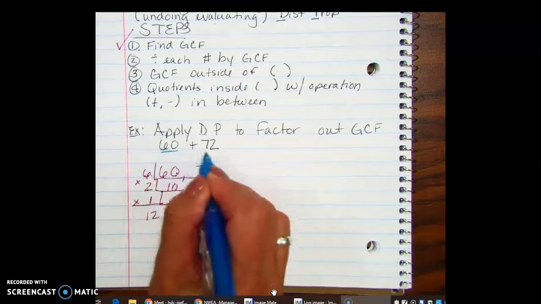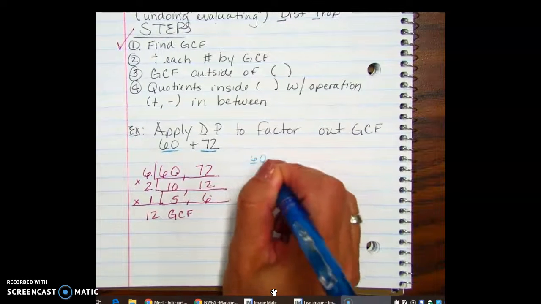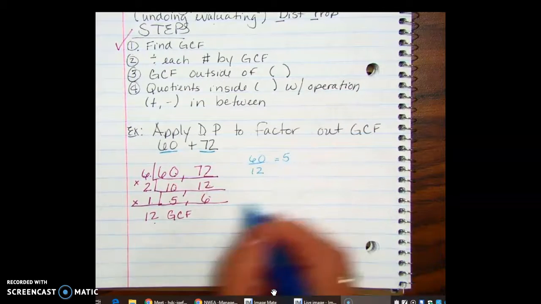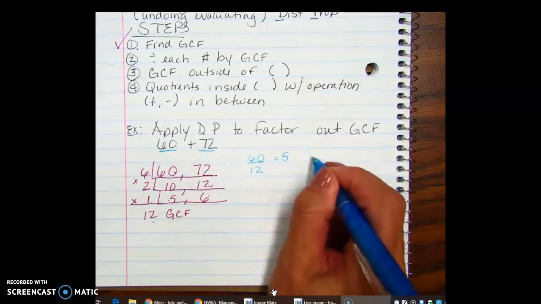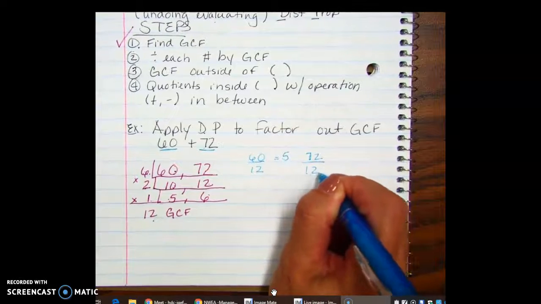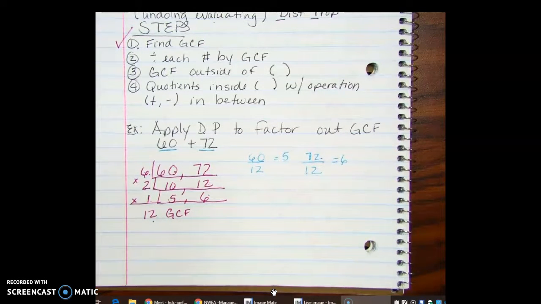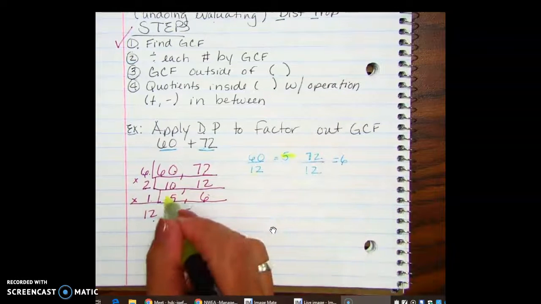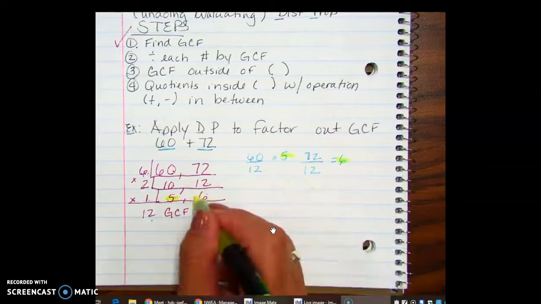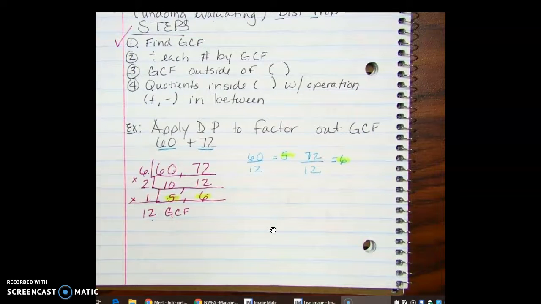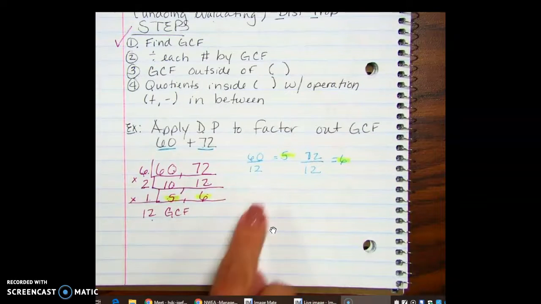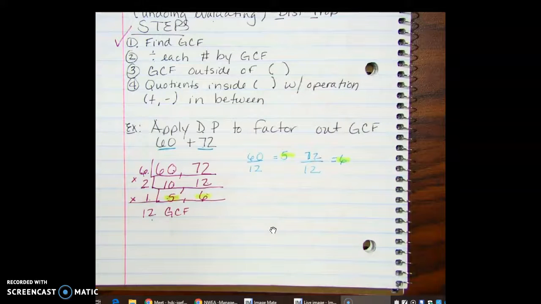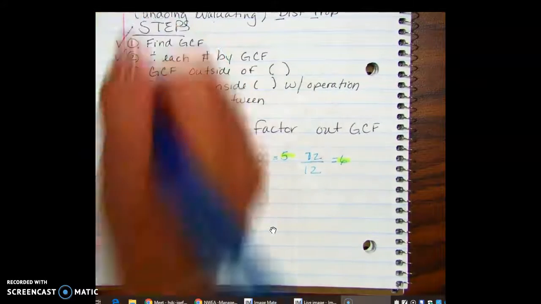That means I go here and I take 60 divided by 12, which equals 5. And I take 72 divided by 12, and that equals 6. Hey, do you see something in common? See how this is this? Oh, and this is this? This is an extra step, but I wanted to make sure you saw that there. So if you don't need to do that, you don't have to, but if you need to do it, please stick with it. So that was step 2.